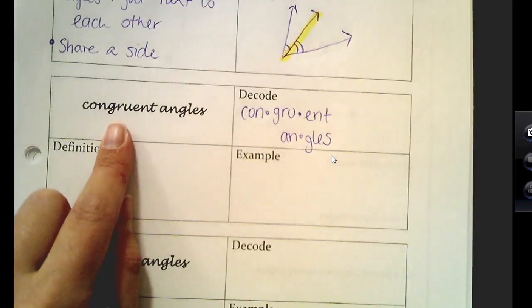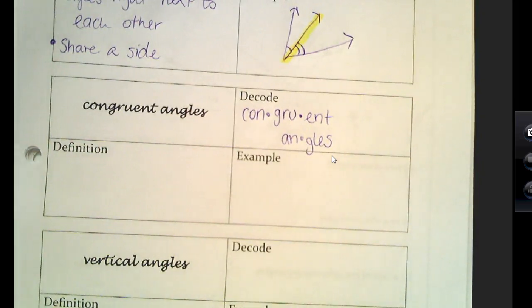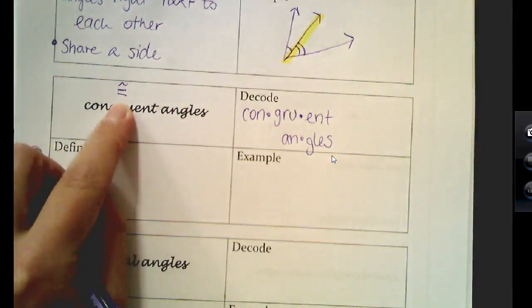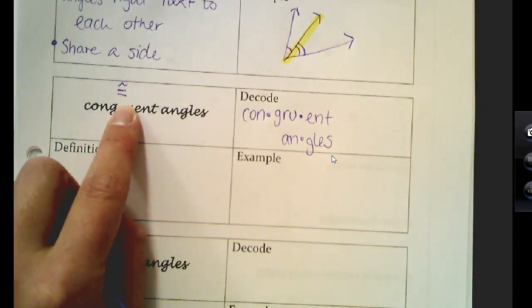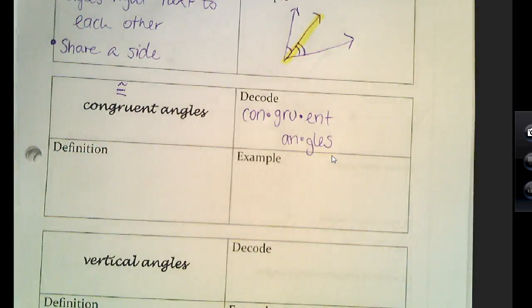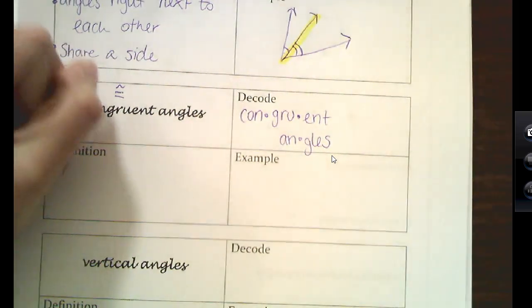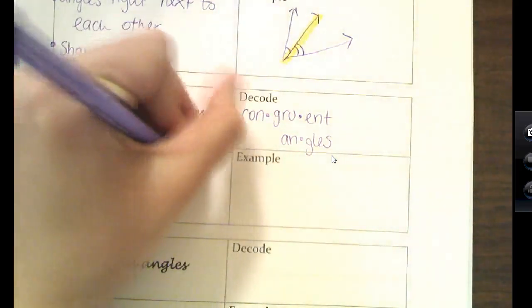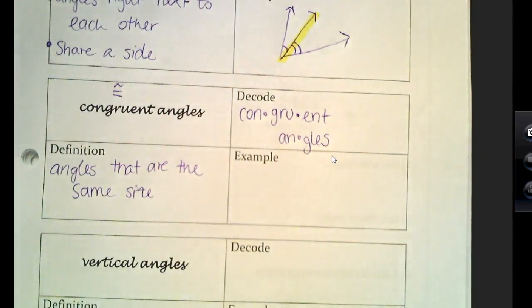Does anybody remember what the word congruent means? Same. Very good. The word congruent means the same or equal to. We also use this symbol right here to label congruent. I want you to go ahead and write that symbol. It's an equal sign with a squiggly line above it. That is how we write out the word congruent in shorthand. It's basically just a shorter way of writing the word congruent. So congruent angles are angles that are the same size. They have to be the exact same size.